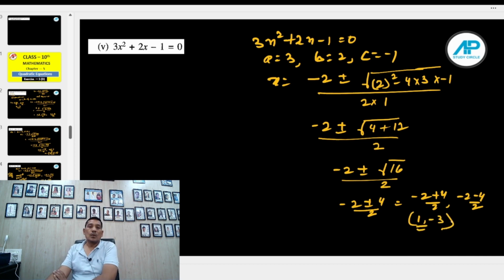The other roots are 1 and minus 3, two distinct roots. The discriminant was a perfect square, so the roots are rational. Okay, I hope you understand that.